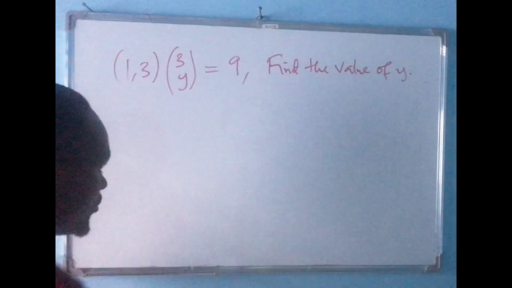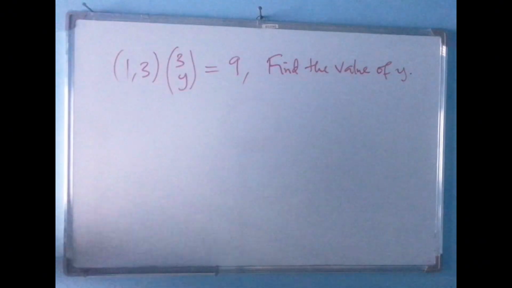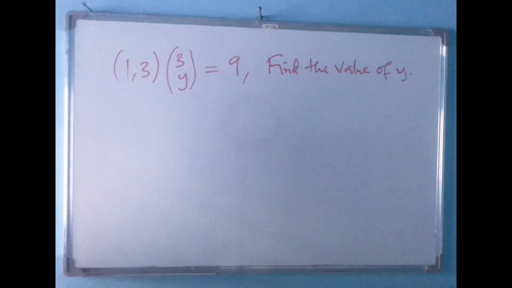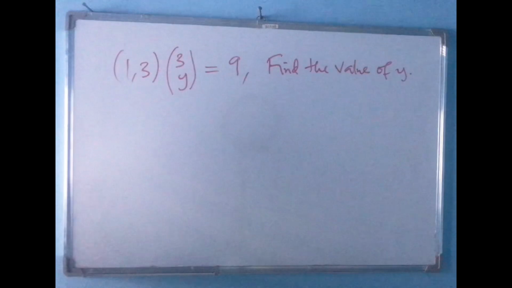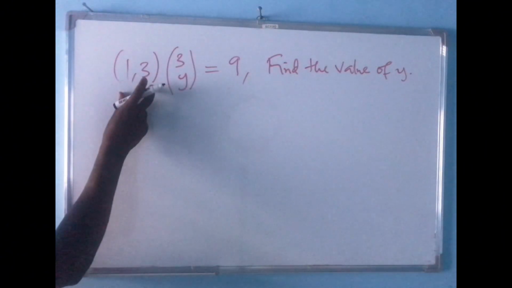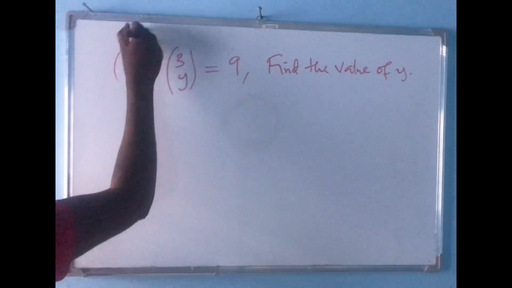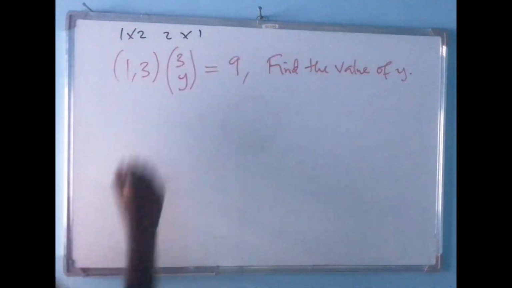The first thing you need to realize when you're given this kind of equation is to see if the matrices are compatible. When I say compatible, I mean that when it comes to multiplying matrices, there are certain matrices that you cannot multiply. So how do you check if two matrices are compatible? You check using their order. What is the order of this matrix here? The order is 1 by 2. What is the order of this matrix? It is 2 by 1.